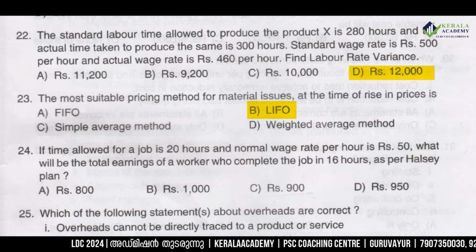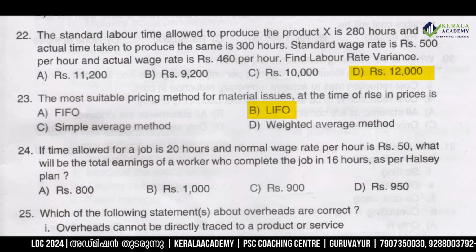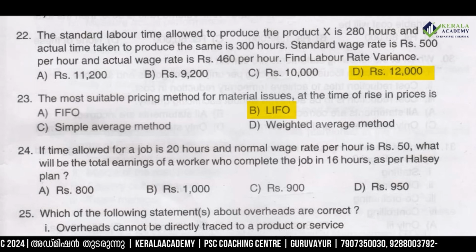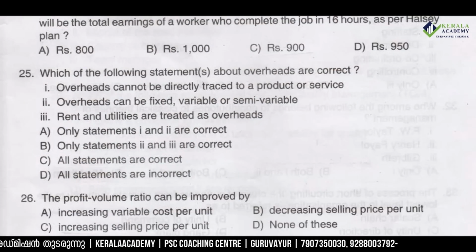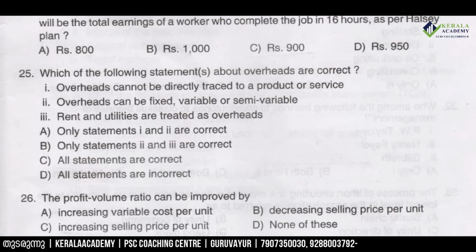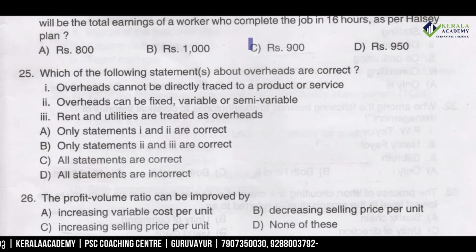Option A, 800 rupees. Option B, 1000 rupees. Option C, 900 rupees. Option D, 950 rupees. Correct answer option C, rupees 900.